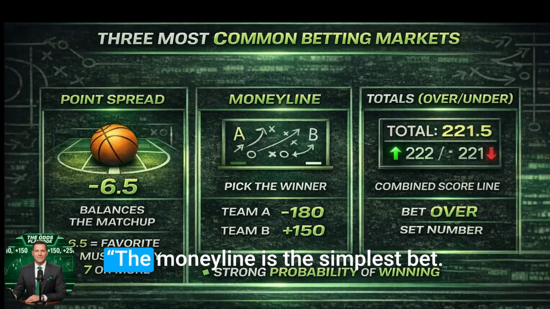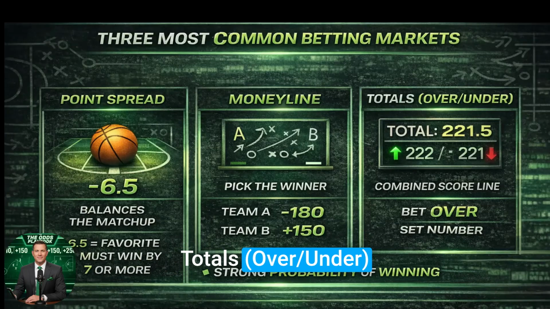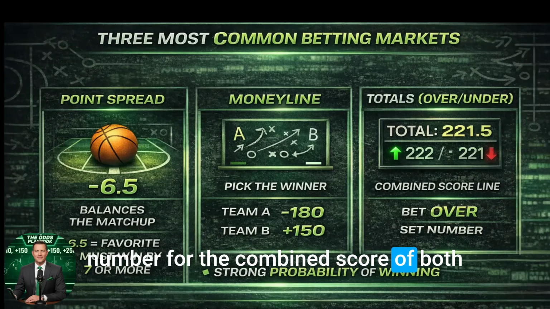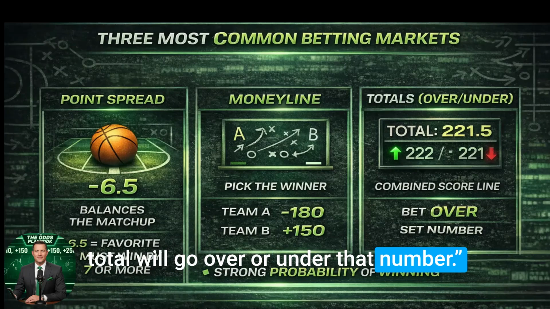Money line. The money line is the simplest bet. You're just picking which team wins the game regardless of the score. Totals, over/under. In totals betting, sportsbooks set a number for the combined score of both teams. You can bet whether the final total will go over or under that number.